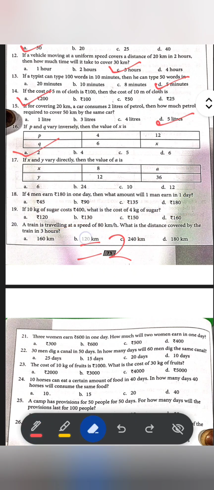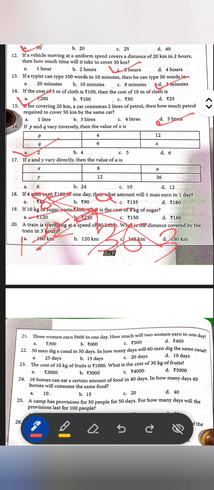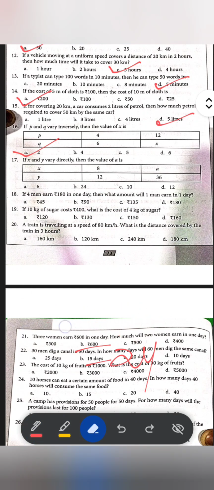Now question number 17. X and Y vary directly. Then what is the value of A? Directly means their division is constant. 8 by 12 is equal to A by 36. So as I said, side by side you can cancel out. 12 ones are 12, 12 threes are 36. Now do the cross multiplication. A into 1 is equal to A. 8 threes are 24 is the answer. Okay, so 24 is the correct answer.